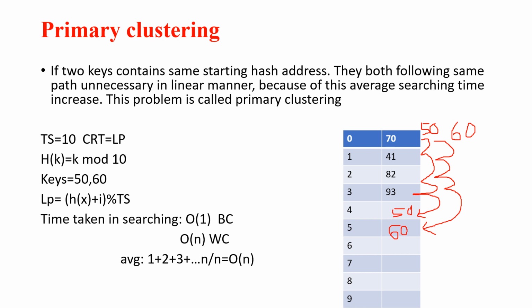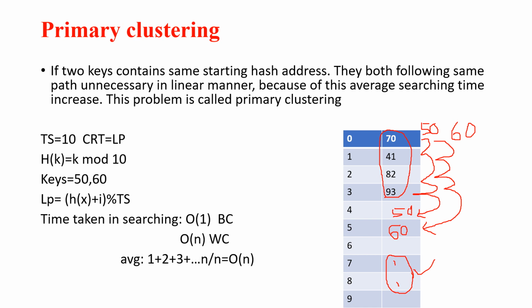Before going to this problem, first we have to understand what primary clustering is, and also what clustering is. Clustering is nothing but a group of elements. If you see the hash table, there is a group of elements, and all of this is forming one group. Similarly, suppose there is some element here, some element here, and in between there is a space, so this is another group. Like that groups are forming, and this is nothing but clustering.